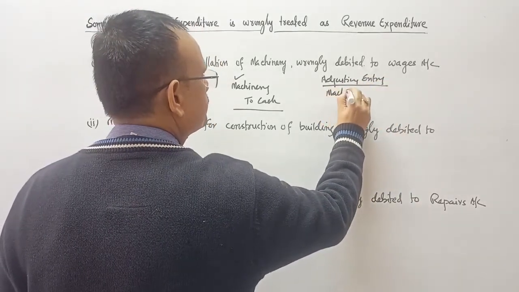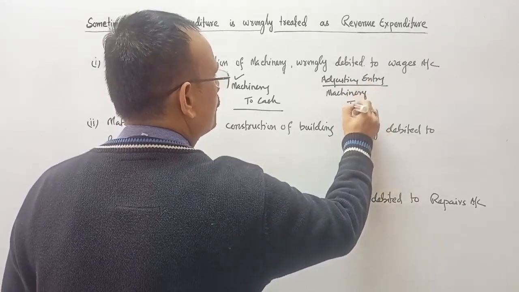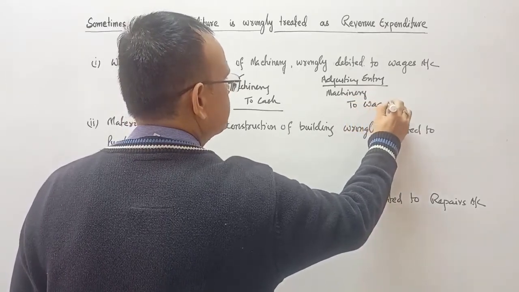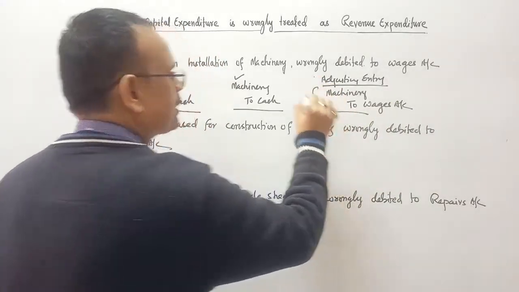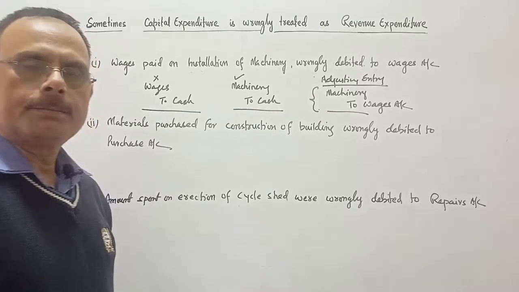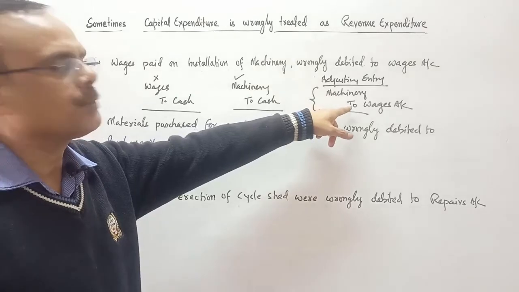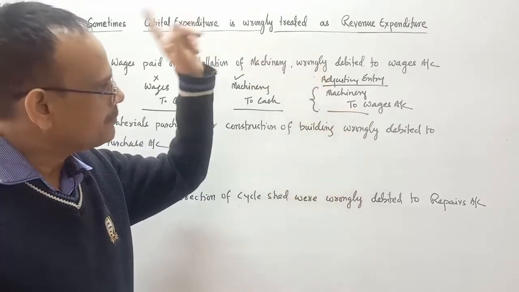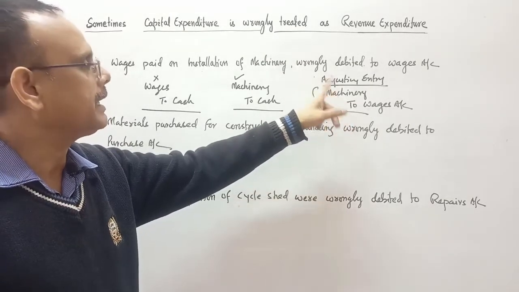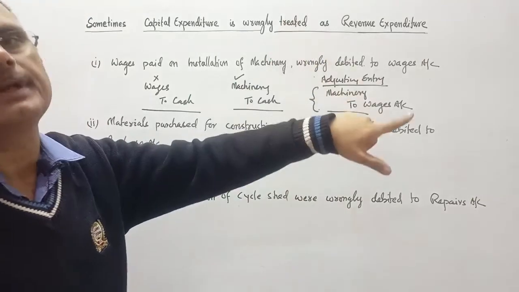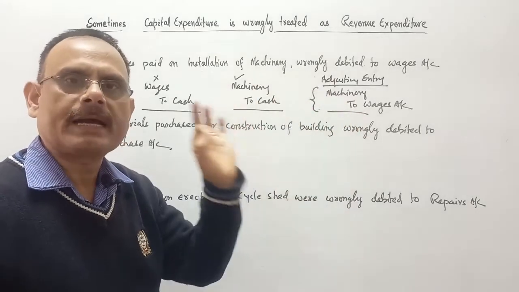machinery account debit to wages account. This is the adjusting entry we have to pass while preparing the financial statement: machinery account debit to wages account. So in trading account we will deduct it from the wages, and in balance sheet we will add it to machinery. So machinery will be increased and the wages will be decreased by that amount.